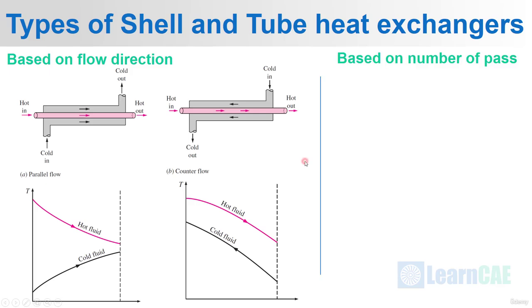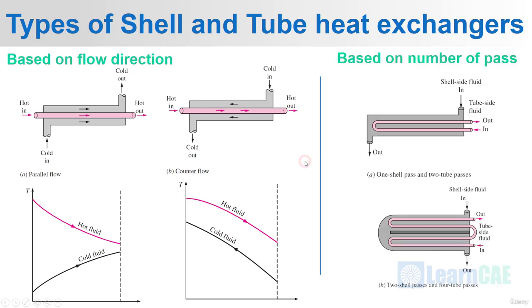Next we can categorize based on the number of passes. For example, in the first case, we can see there is one shell pass and two tube passes. That is, the tube has a U-bend here and there are two passes. In the next image, we can see there are two shell passes and four tube passes. Okay. These are some of the types of shell and tube heat exchangers.